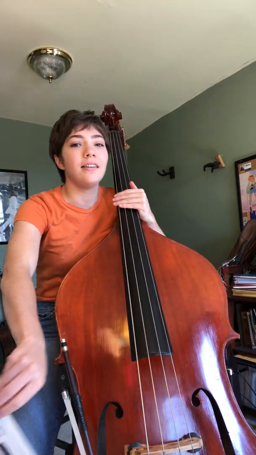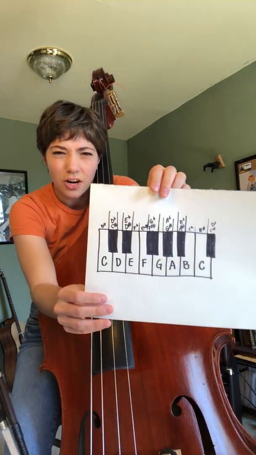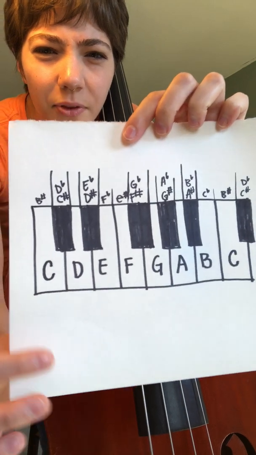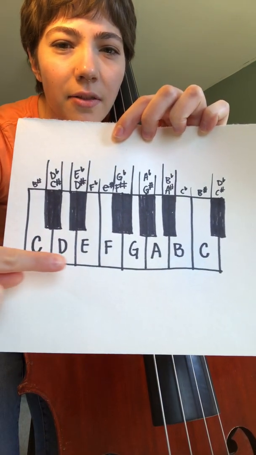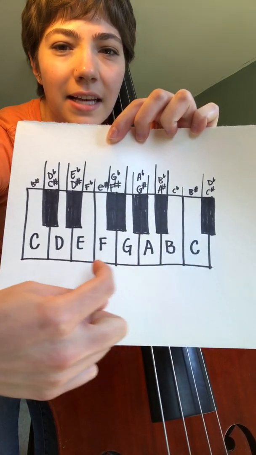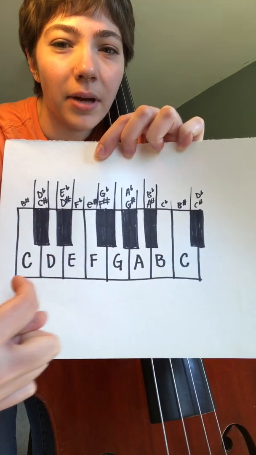Let's take a look at a keyboard. And I don't have a live keyboard, so we're just going to look at this little chart that I made. So you can see here we have C, D, E, F, G, A, B, C. Going this way is ascending the scale, and going that way is descending the scale. So getting higher in pitch and getting lower in pitch.